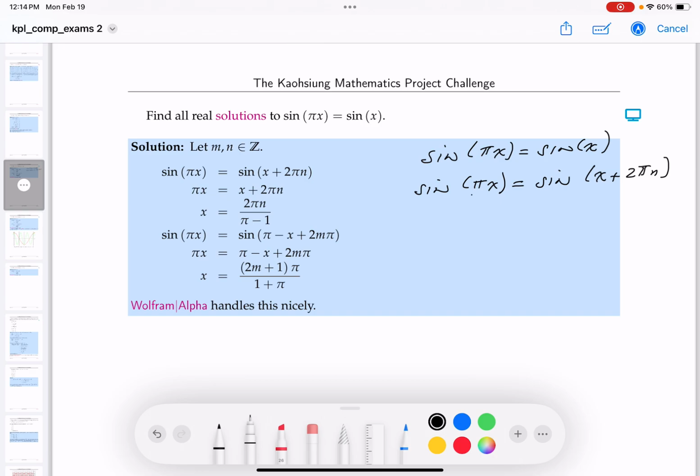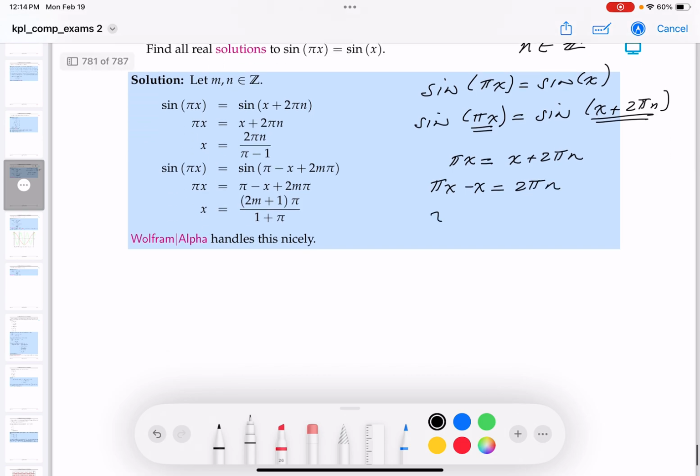So my claim is that this argument will equal that argument there. Let's write that down: pi x equals x plus 2 pi n. By the way, n is an integer. Let's see what we get. Pi x minus x equals 2 pi n. I'm going to factor out an x because I want x. I get x times pi minus 1 equals 2 pi n. Divide both sides by pi minus 1, and you get x equals 2 pi n over pi minus 1. It's going to generate solutions where n is some integer.